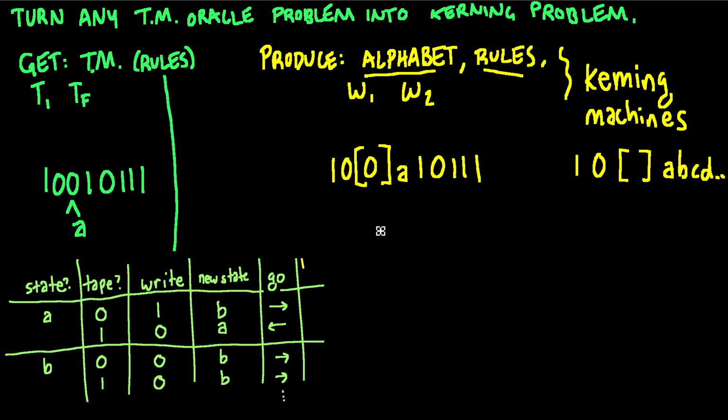The state is A, and the tape is 0. This actually corresponds to the situation we see right here: brackets surrounding a 0 with the state of A. Now how do we say that what we want to do is write a 1, become the new state B, and go right? So this is going to correspond to a kerning rule, and so I need to figure out what goes on the right here.